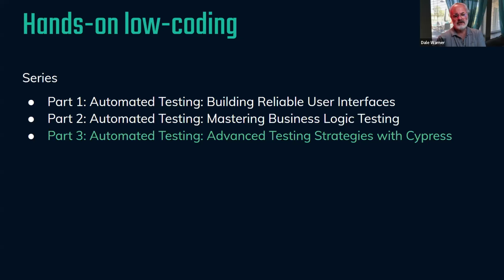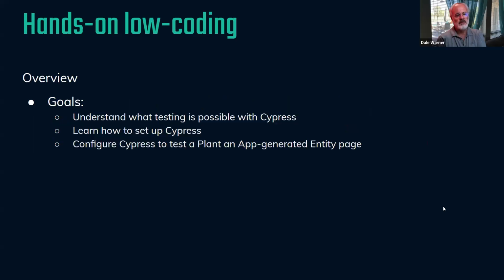Today is about continuing in automated testing using Cypress. So the overview, the goals of where we're trying to get to today, is to understand what's possible with Cypress, what it is, how to set it up, and then if we're successful, you'll be able to configure Cypress on your system. You'll be able to test a website, and we're going to focus on a Plant and App entity generated page, which is something very reproducible for you.